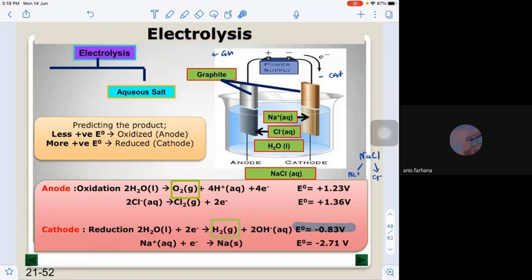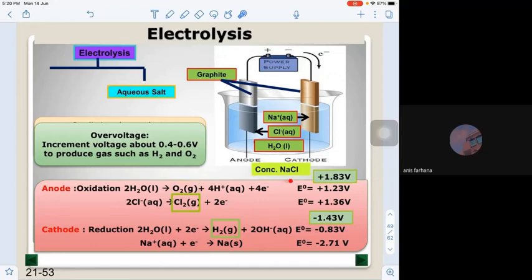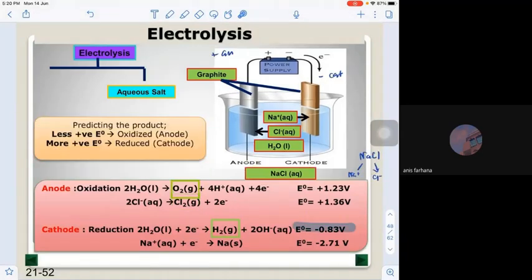If we look at this value, it is quite close. When it is quite close, that is why we have competition on this. When we have a concentrated sodium chloride, because we have listed down all the values just now for sodium chloride, we predict that we are supposed to have oxygen gas and hydrogen gas produced, from what we have here.